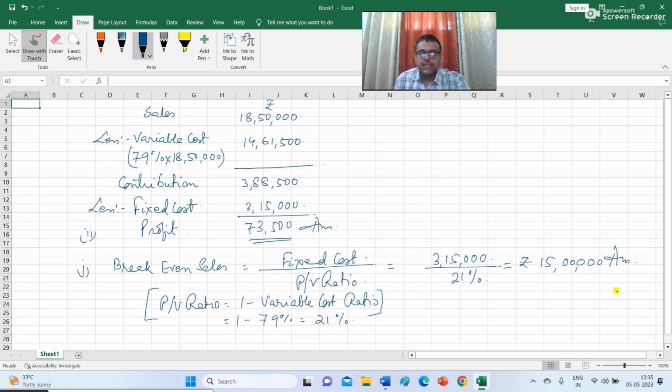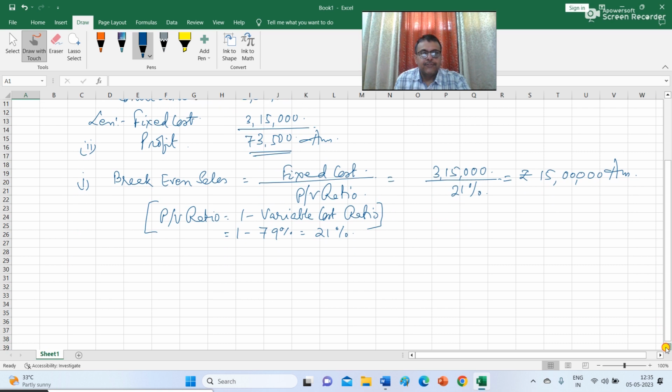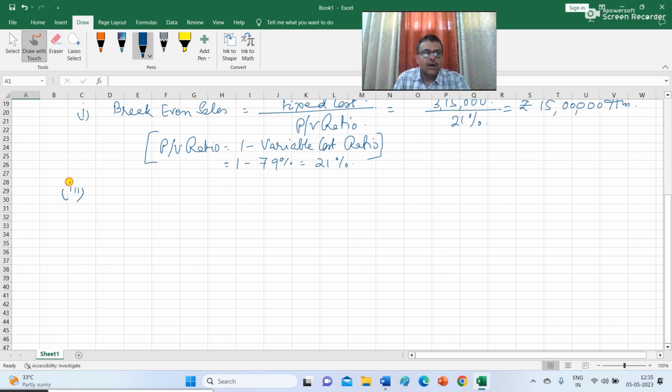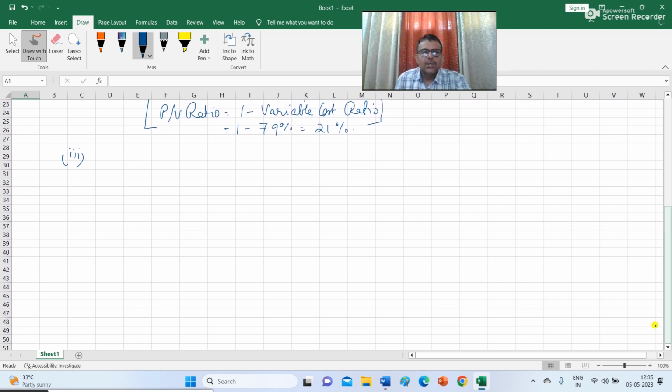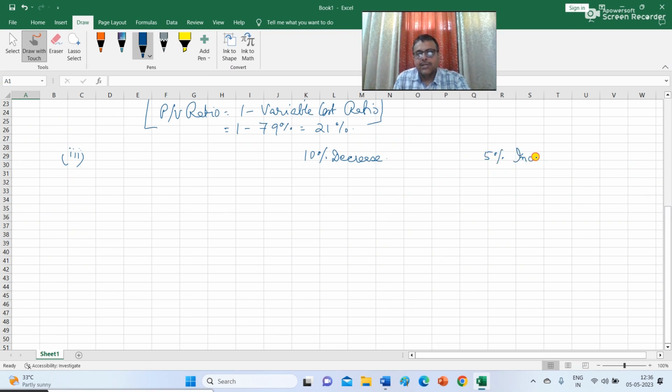Now you have to calculate the amount of profit if there is a increase of 5% from the budgeted sale, or there is a decrease by 10% from the budgeted sale. So we have two scenarios. So there is a 10% decrease in budgeted sale, and in scenario 2 we have a 5% increase in sales. So there is a 10% decrease in sales from the budgeted sale, or there is a 5% increase in sales that is from budgeted sales.